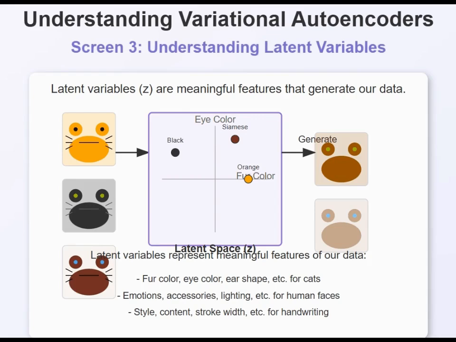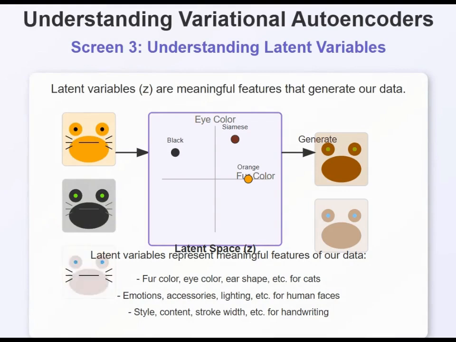The crucial insight is that while the space of cat images is incredibly complex and high-dimensional, the space of these underlying features might be much simpler and lower-dimensional. Perhaps we only need 20 to 50 latent variables to capture most of the variation we see in cat images, rather than the thousands of dimensions in the pixel space.